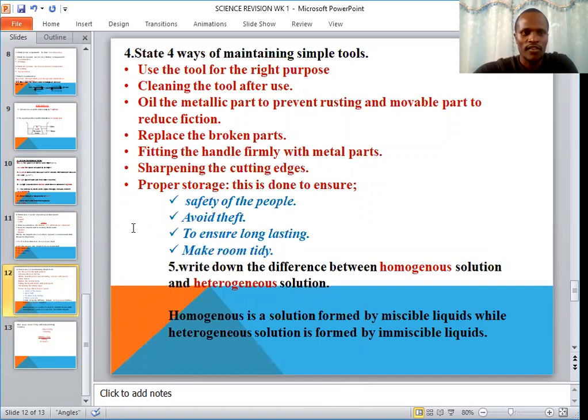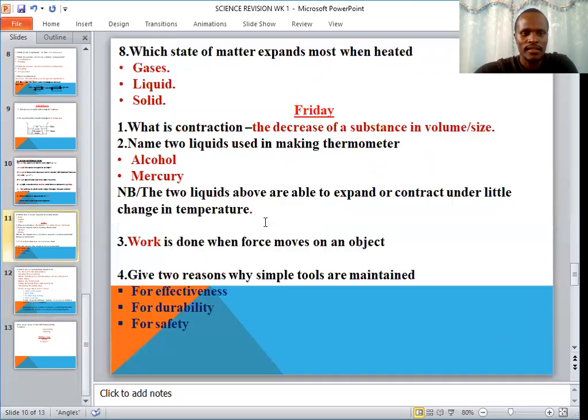State 4 ways of maintaining a simple tool. Number 3, let's look at number 3. Work is done when force moves an object. This was a question that just had a dash. Dash is done when force moves an object.